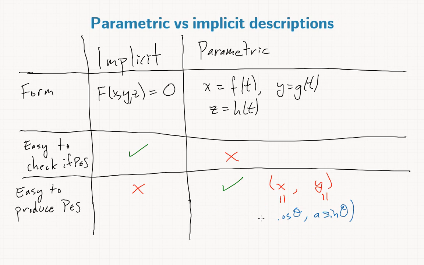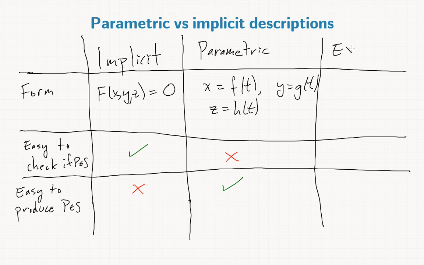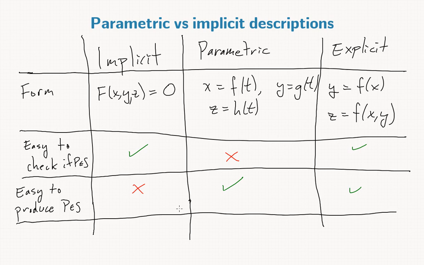If we're able to isolate one of the variables, then we can get the best of both worlds. We call that an explicit description. So an explicit description is like y equals f of x, or z equals f of x, y. And here, this makes it easy to both produce examples of points on the surface and to check if a given point is on it.